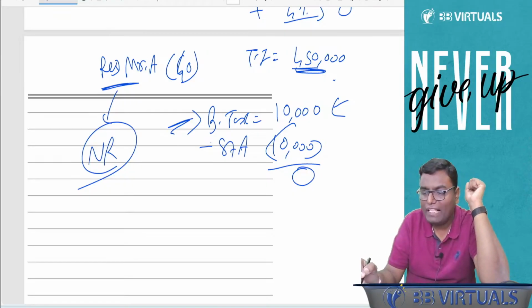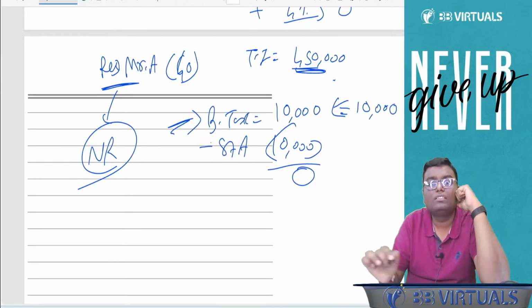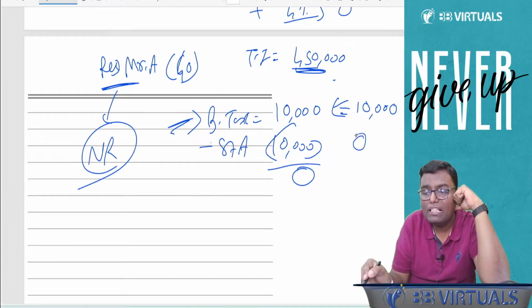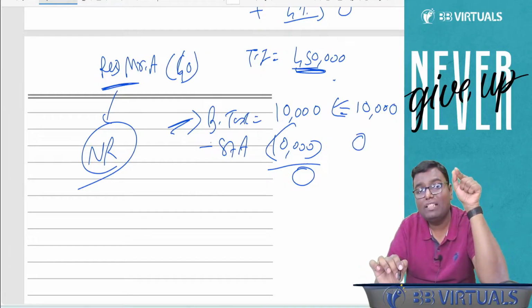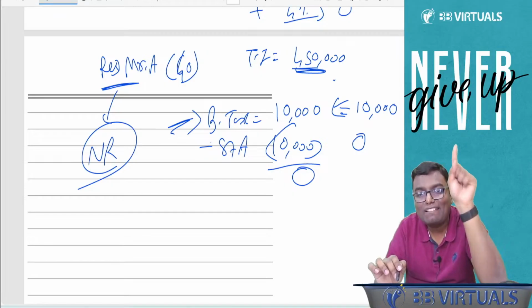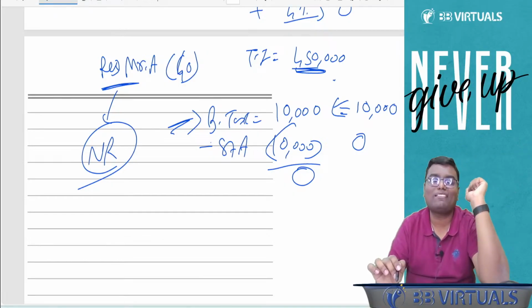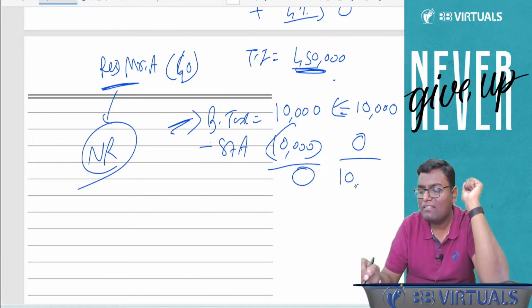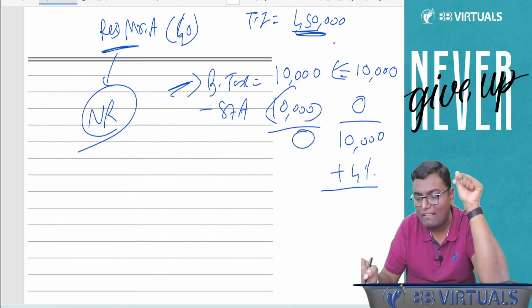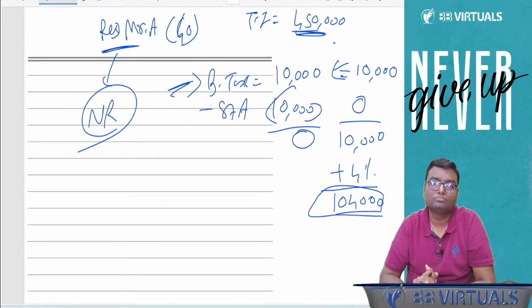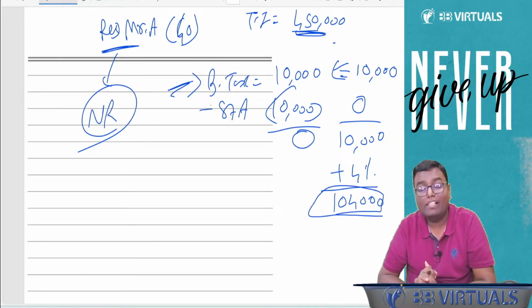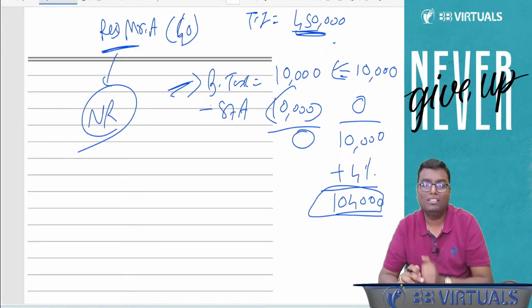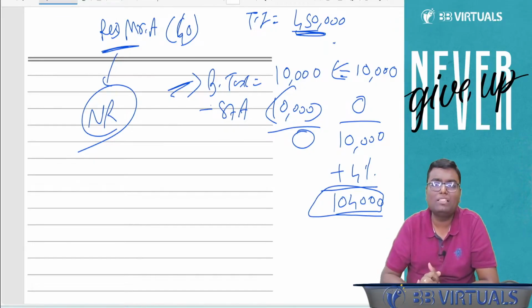Can I say basic tax will remain the same, 10,000. But now I cannot deduct rebate. The simple reason is rebate is applicable only to a resident individual, not to a non-resident individual, and hence rebate cannot be deducted. Balance tax will be 10,000 plus 4% health and education cess. Total comes to 10,400. So yes, rebate is applicable only if you are eligible. Here the non-resident is not eligible.